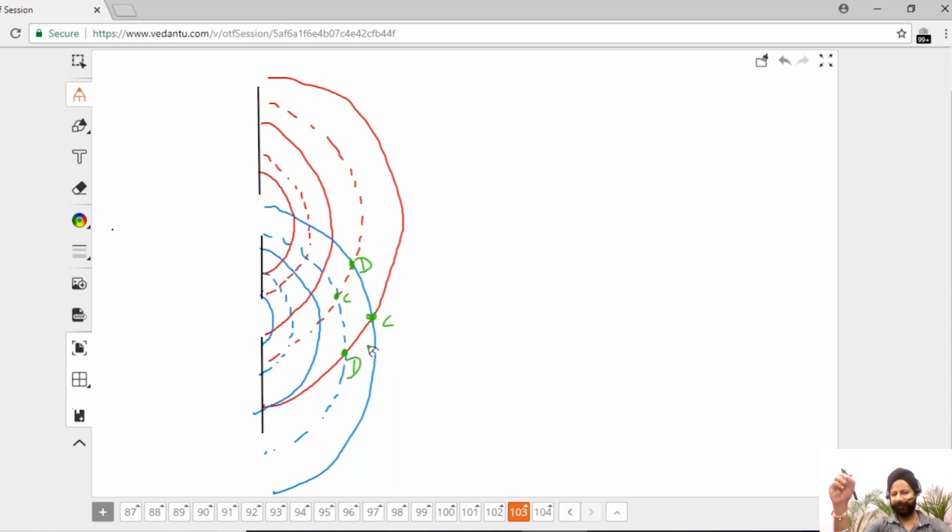Dots and dots mean that is constructive. Solid and solid mean that is constructive. Solid and dots mean that is destructive.